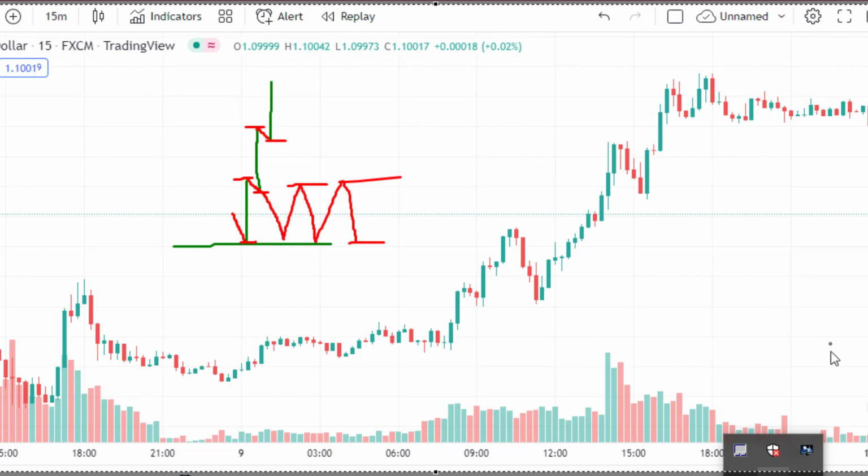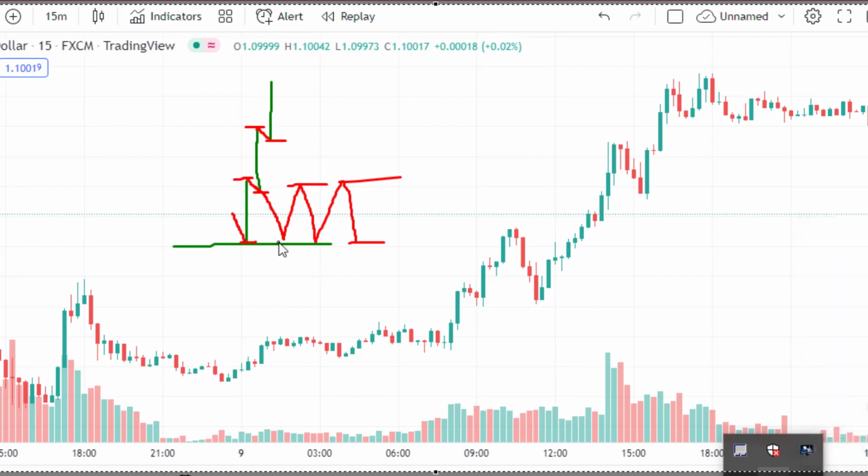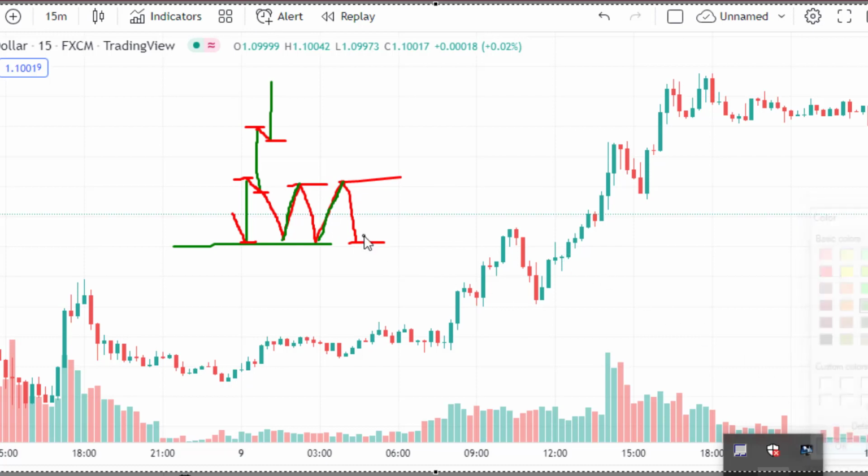It's not red, it will be green. Okay, I am drawing it in green color. This one, after this pullback the market goes up again. This one. So this is the sideway market. That means buyers and sellers are equally powerful. That's why it's a sideway type market. It's a range. In between this area, the market is moving.